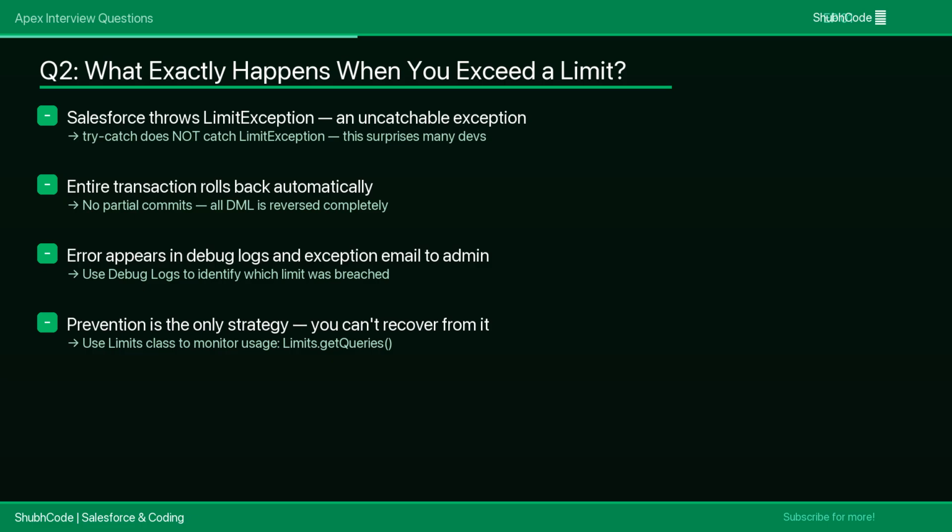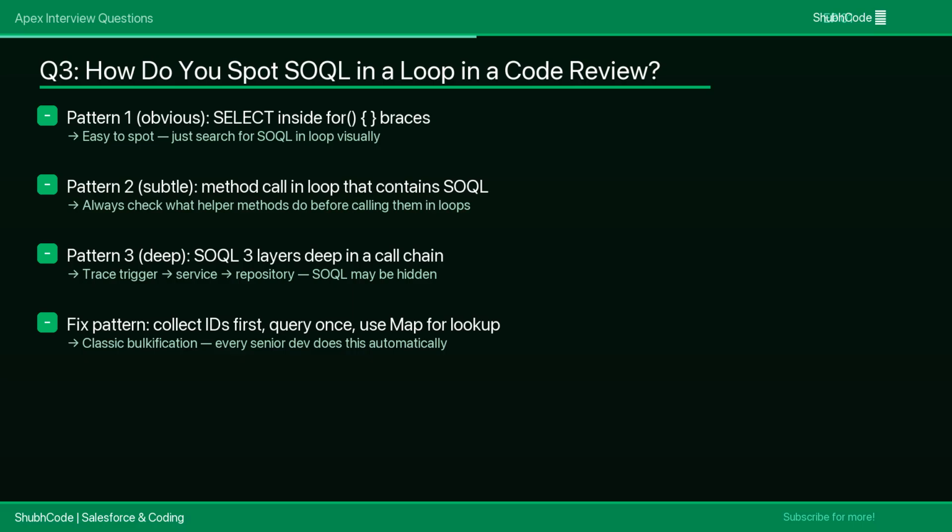Every record created, updated, or deleted in that transaction is reversed. No partial commits. It's all or nothing. This is actually great for data integrity. You'll never end up with half-processed records because of a governor limit breach. But it also means you need to design your code to stay well under limits, not just under them at the last moment.